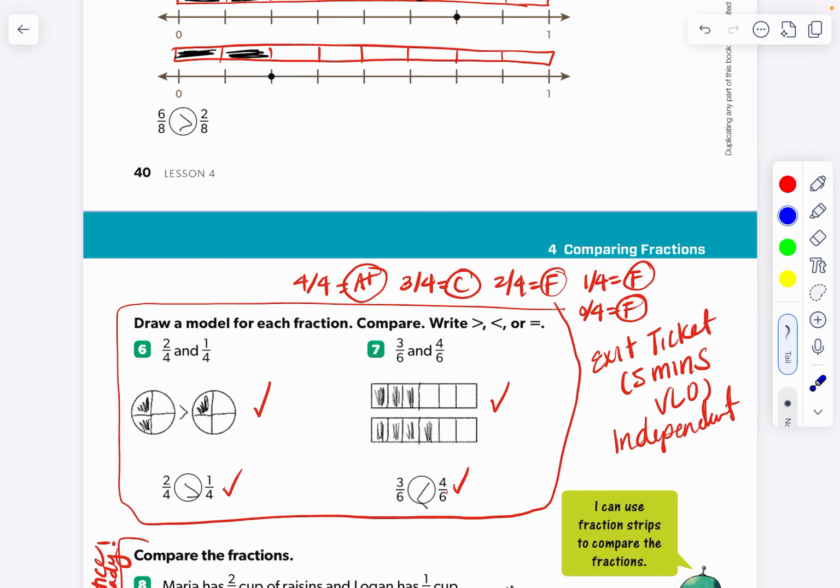This exit ticket is out of 4 points. 1 point if they had an accurate drawing, and then another point if they used the correct symbol to compare. And then for this particular lesson, you should have about 10 minutes left.